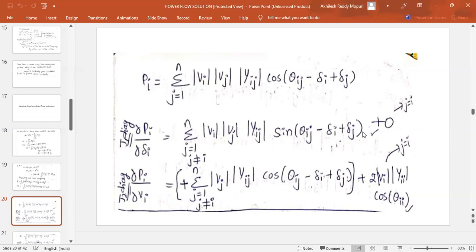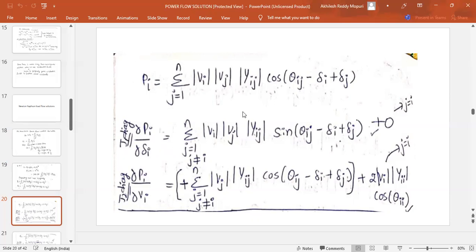J is equal to I term will become 0. So the summation becomes summation j is equal to 1 to n, j not equal to I, Vi, Vj, Yij. Since del I is inside the cos, differentiation of cos is minus sin. And we had a negative sign before that. Minus into minus becomes plus. So sin of theta ij minus del I plus del j. So whenever you are finding dou pi by dou del I, this is the formula.